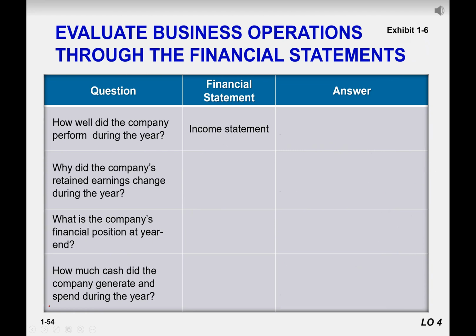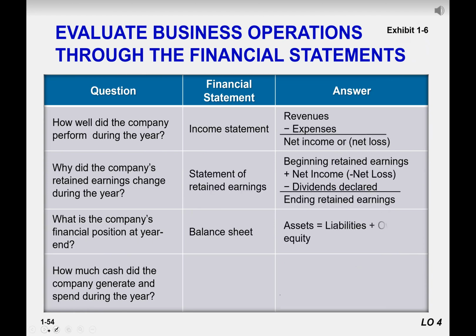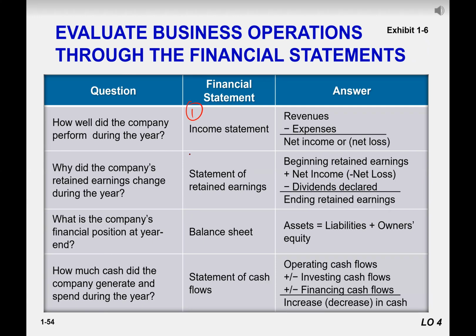So in accounting, there are four statements. The income statement tells you how well the company performed. The keyword here is during the year. And how are we going to make the income statement? Revenue minus expenses gives our net income. If the answer is positive, it's income; if negative, it's loss.